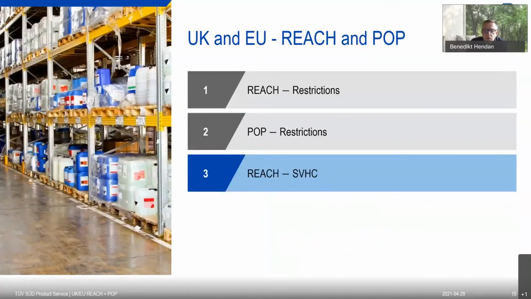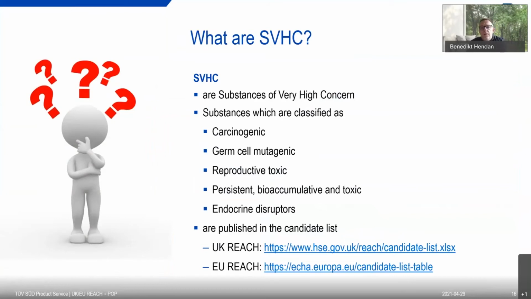Finally, I just want to talk a little bit about substances of very high concern, because articles are also concerned here. So what are SVHC, substances of very high concern? These substances are classified as carcinogenic, germ cell mutagenic, reproductive toxic, persistent, bioaccumulative and toxic, or endocrine disruptors. They have not yet been restricted, so they are not banned. You can use them, but there are some information and notification obligations. You have to fulfill them, although the substances can still be used in the UK as well as in the EU.